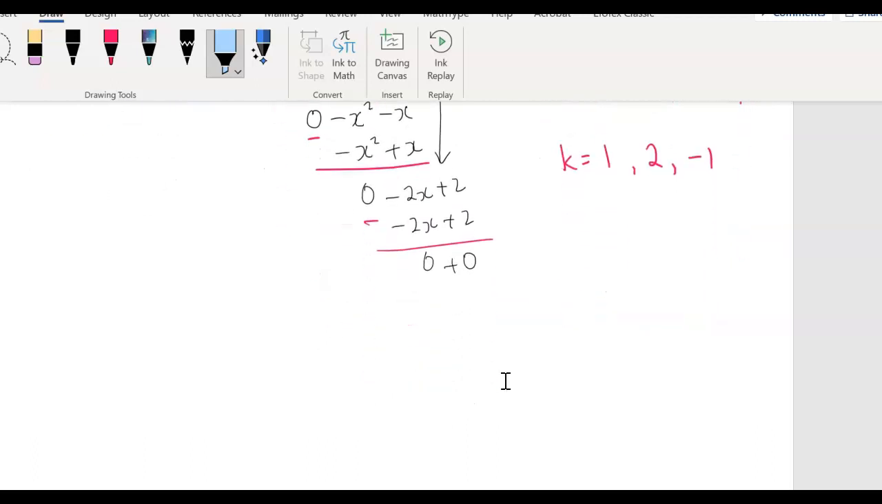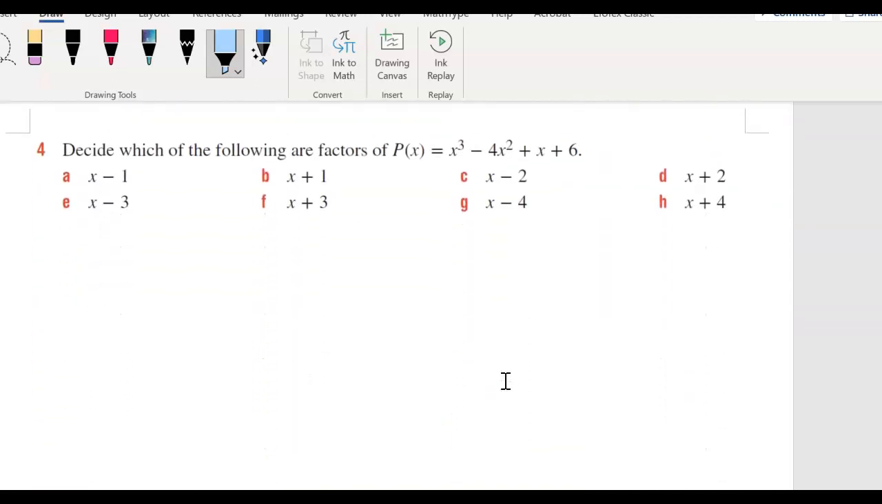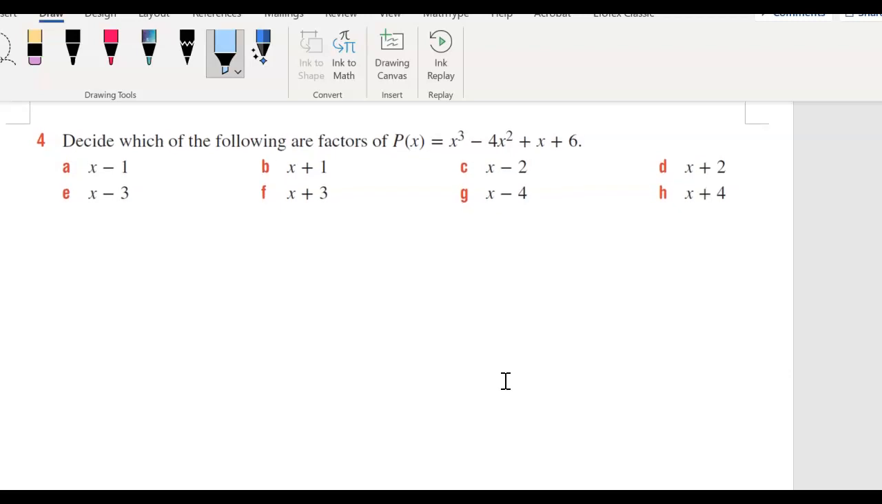All right, so let's have a look at doing some questions. Question 4 says, decide which of the following are factors of p of x. So we're just going to look at what we're going to put in. I'll just write this one: we're going to substitute in p of 1. This one is going to be p of -1.